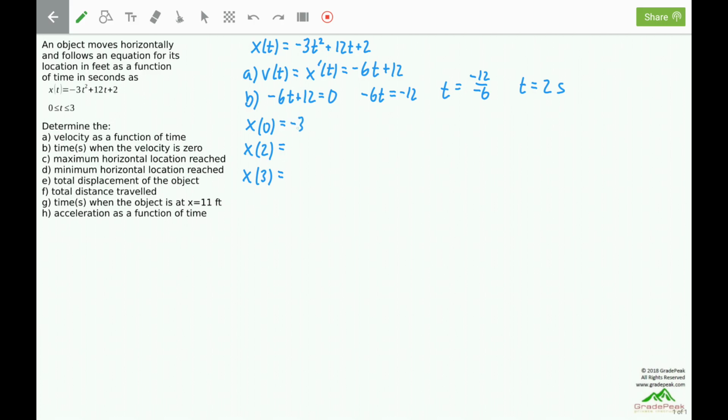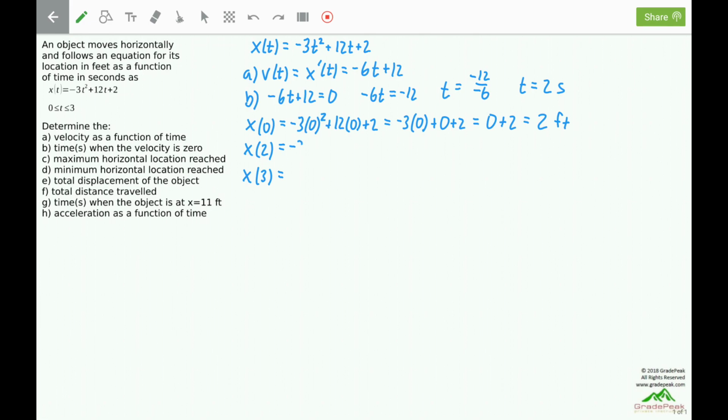x of 0 will be negative 3 times 0 squared plus 12 times 0 plus 2. Negative 3 times 0 squared is 0, plus 12 times 0, which is 0, plus 2. Negative 3 times 0 is 0, and 0 plus 2 is 2. We're at a location of 2 feet.